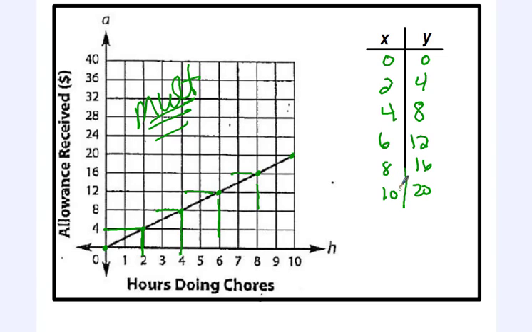Yep. That rule is to multiply by 2. 2 times 2 is 4. 4 times 2 is 8. 6 times 2 is 12. 10 times 2 is 20. So the equation y is going to equal 2x. Again, this is not a two-step problem. There's nothing we need to add or subtract, so it's just y equals 2x.